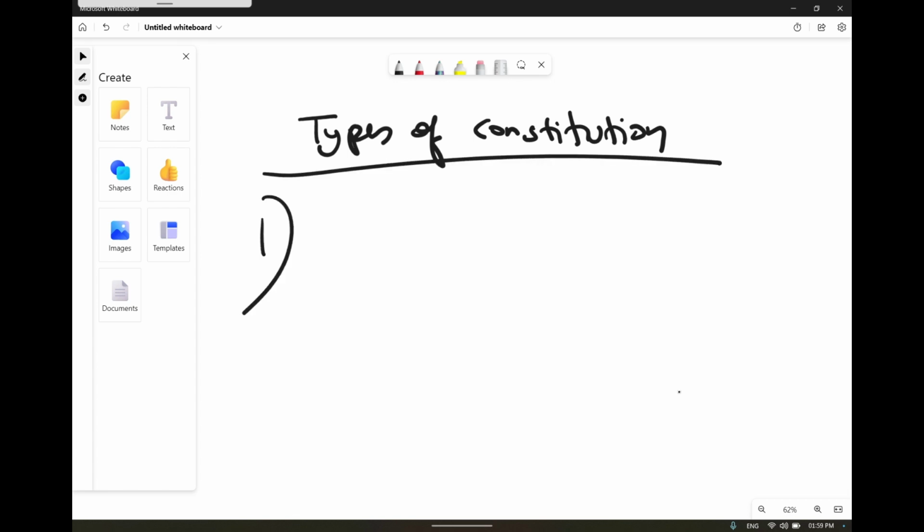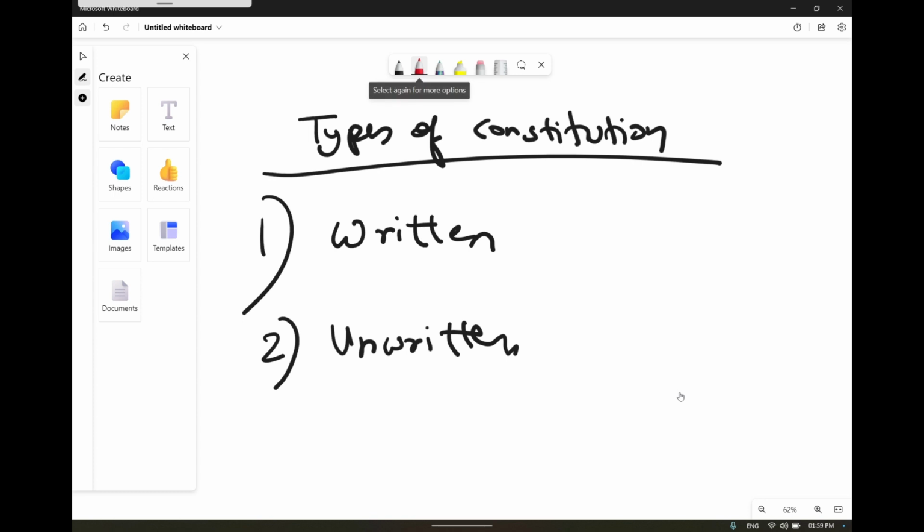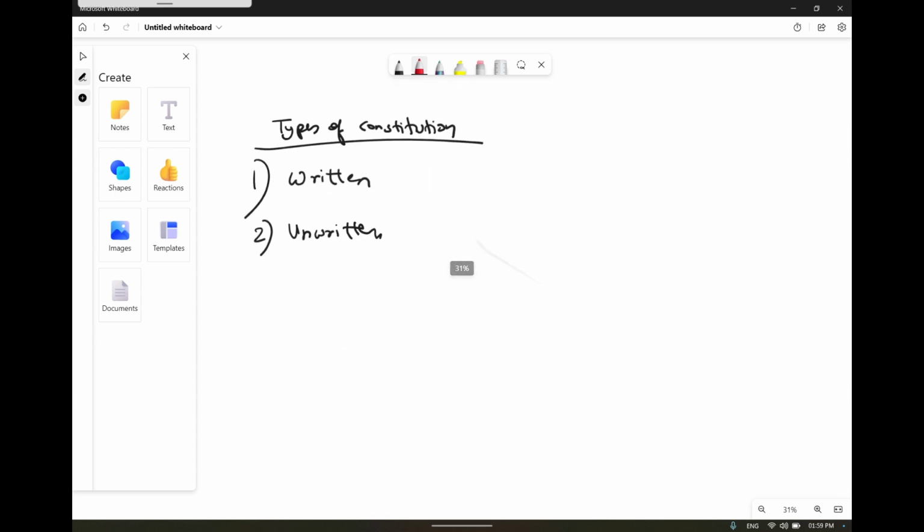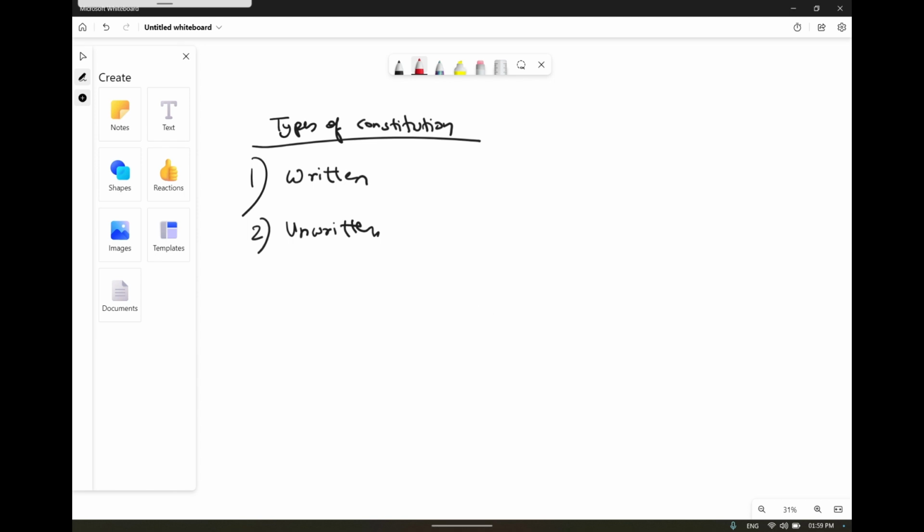So on the basis of the first characteristic, we have one constitution which is called a written constitution, and another which is called the unwritten constitution. Now the question arises, what do we understand by a written constitution, and what do we understand by an unwritten constitution? Unwritten means that all the laws and related rules are not coded within the same book.